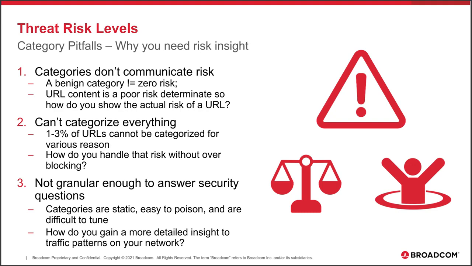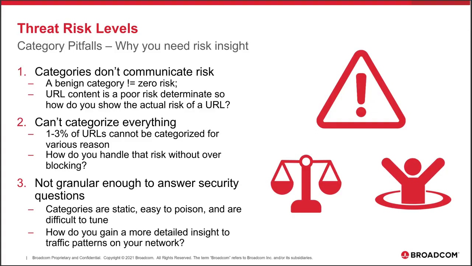The next big pitfall of categories is you're never going to be able to categorize everything. Depending on your region, your language, where you are in the world, and other various reasons, we're only going to be able to categorize up to 97 to 99% of the world's traffic. So how do you handle that uncategorized traffic, which I think most people would realize has a high amount of risk in it, without overblocking? We address that with risk levels, and that allows you to write really simplified policy, such as: if uncategorized with a risk level 6 or higher, block it.